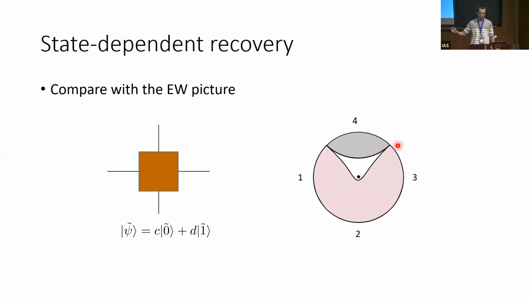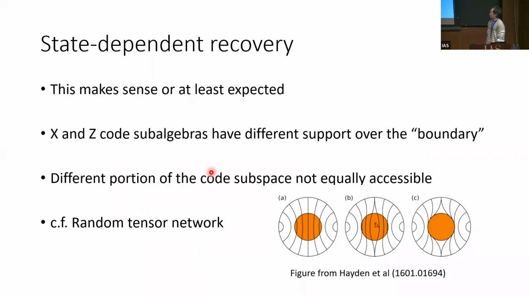However, when you change your state to something else, that's not a 0 or 1 state, let's say the superposition of these 2 states, then you find that there is no way to reconstruct the encoded state with perfect fidelity from just qubits 1, 2, and 3. So this is somewhat analogous to the second picture, where you have a no man's land in the center of the bulk. Now, how do we make sense of this? Well, the reason in the quantum error correction code is quite clear. Namely, the X code subalgebra and the Z code subalgebra all have different support over the boundary region.